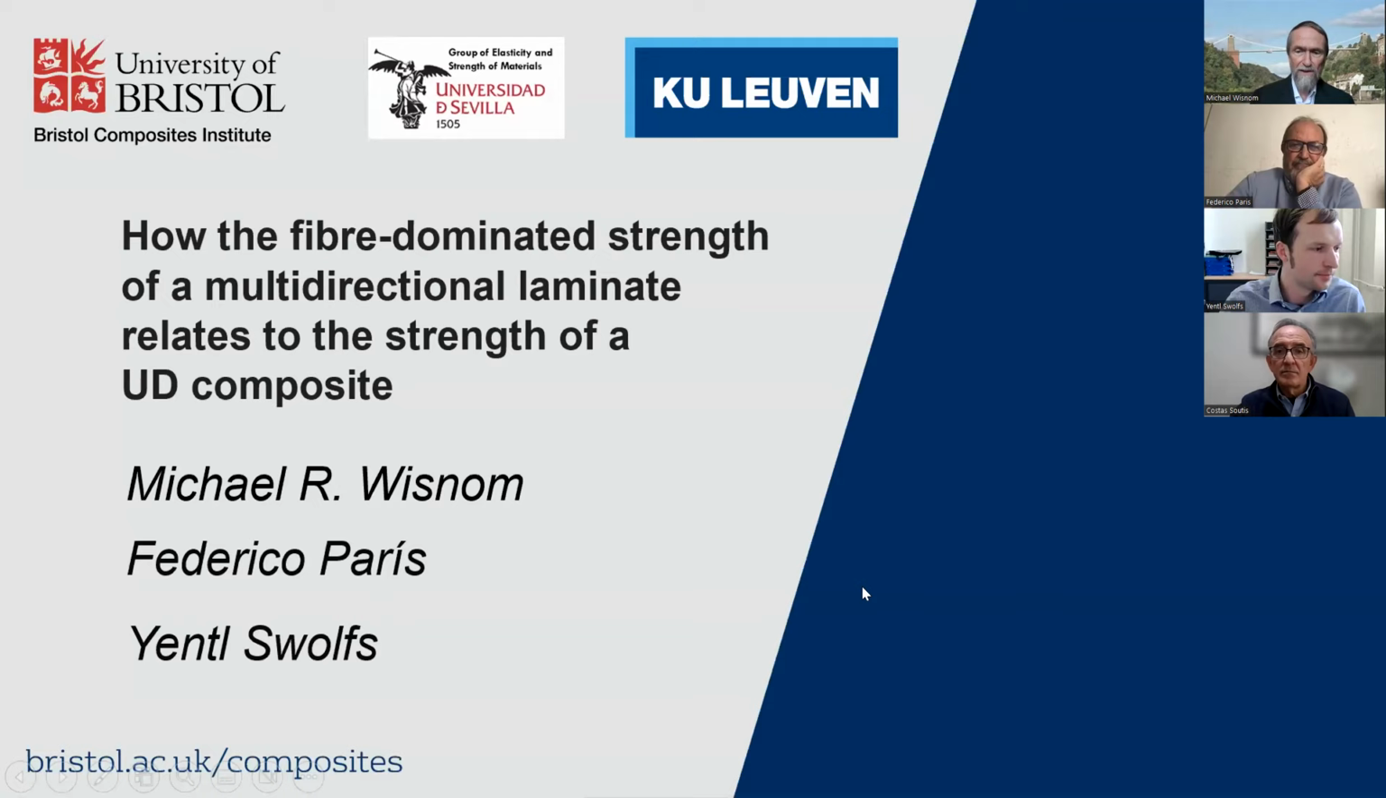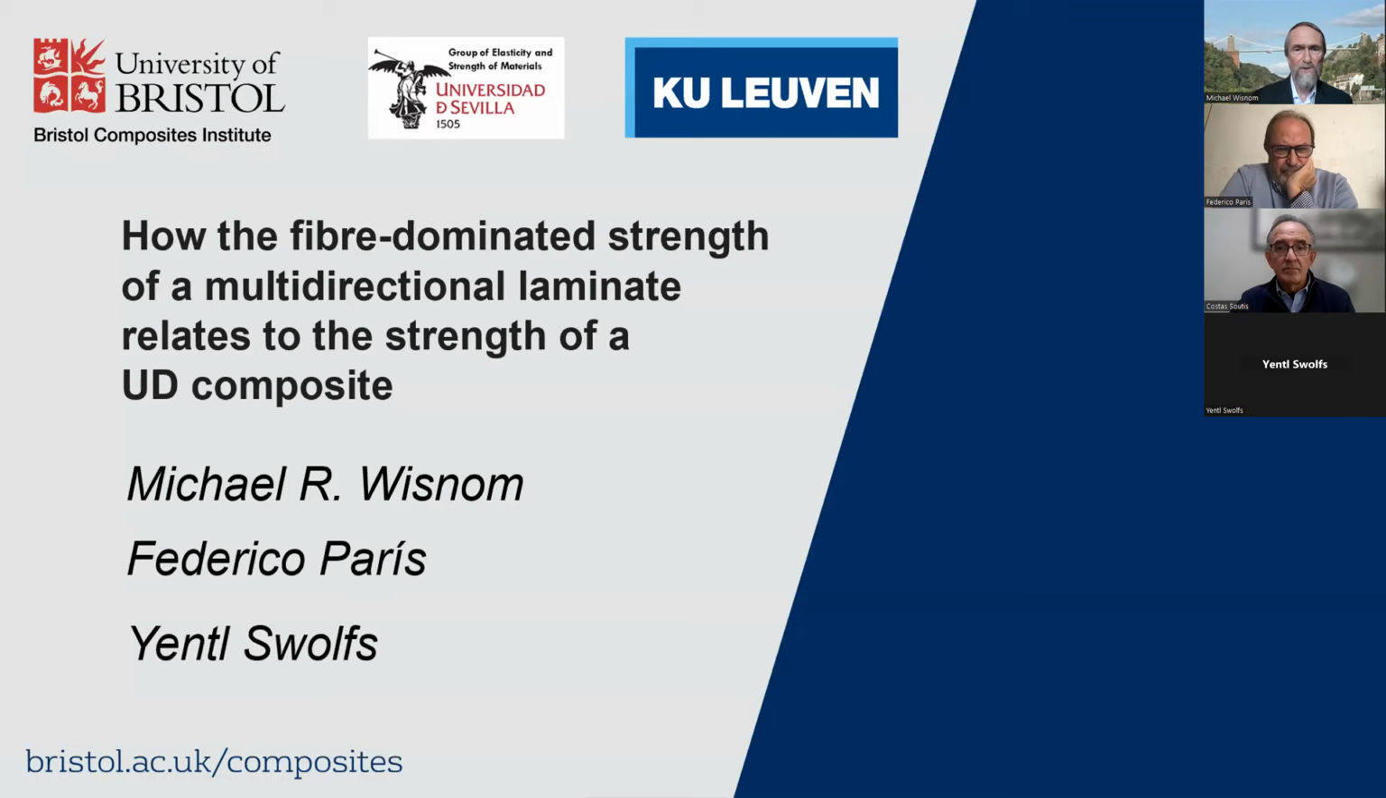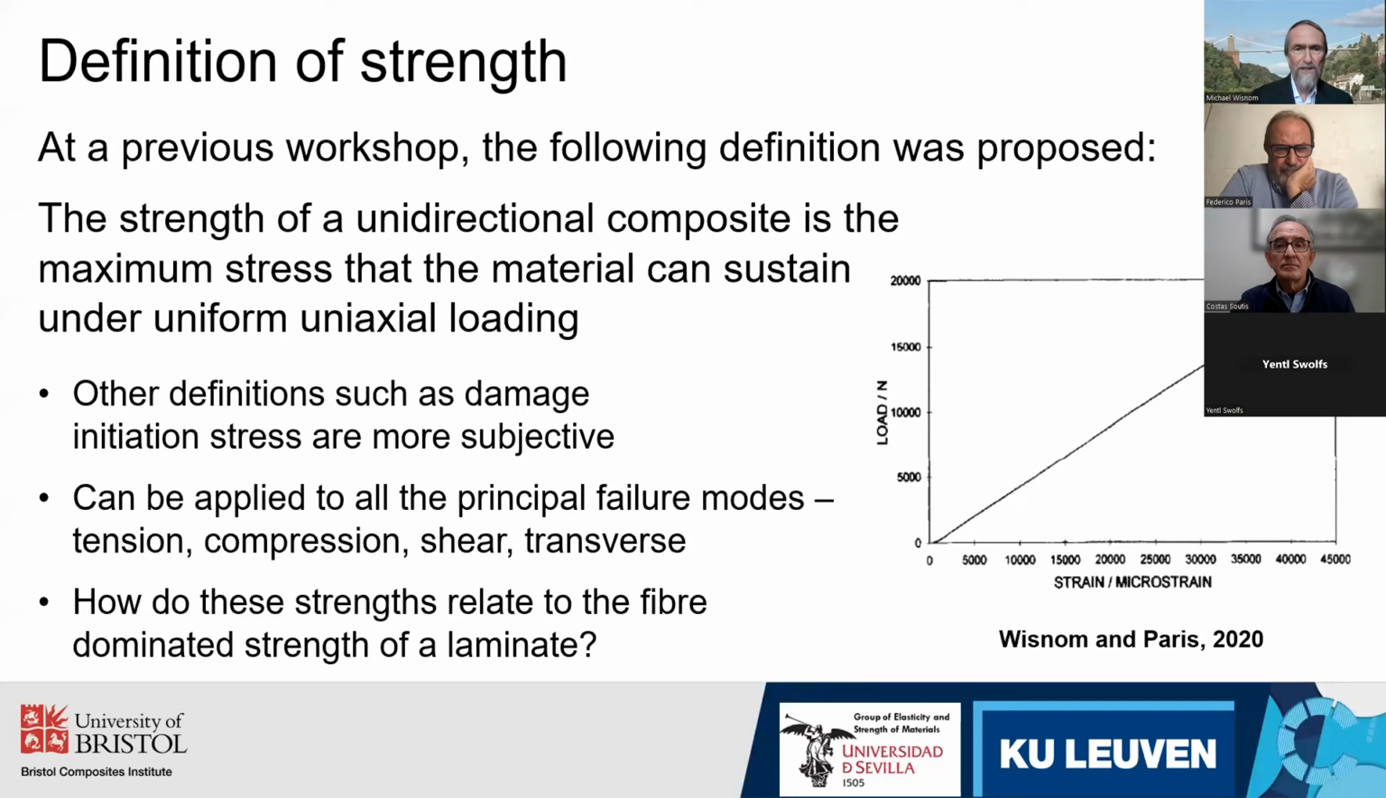Very good. So I'm going to address the question of the relation between the fiber-dominated strength and the UD strength. First of all, to recap, at the earlier workshop we came up with this definition of strength, that the strength of a unidirectional composite is the maximum stress the material can sustain under uniform uniaxial load.